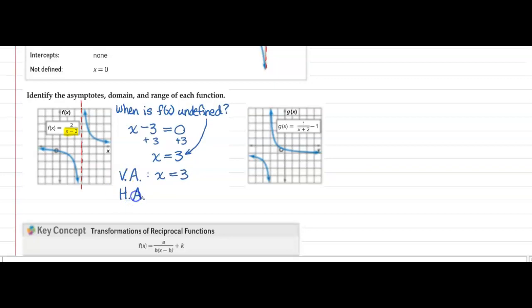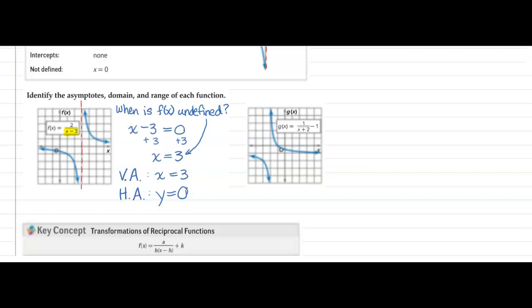The horizontal asymptote, notice as if we look at a table of values here, as x goes away from 3, the numbers get closer and closer and closer to 0, but they never hit 0. Same as we go to the right from 3. They're getting closer and closer and closer to 0, but they never touch 0. So our horizontal asymptote in this case is still y equals 0. Or you might see it written f of x equals 0.